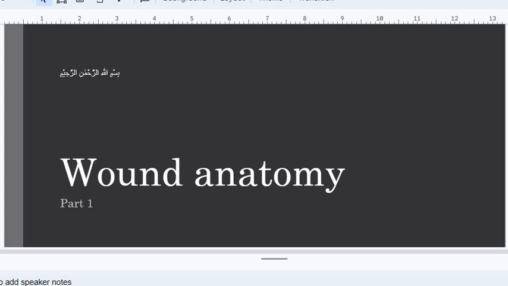But to provide the basic or appropriate management of that respective wound, we need to understand the basic anatomy of the wound, the basic physiology, the tissues involved, and ultimately the wound healing process. And finally we will discuss the basic wound types that we usually witness in our daily routine. So this is our first lecture, which will cover the basic anatomy of the wound.